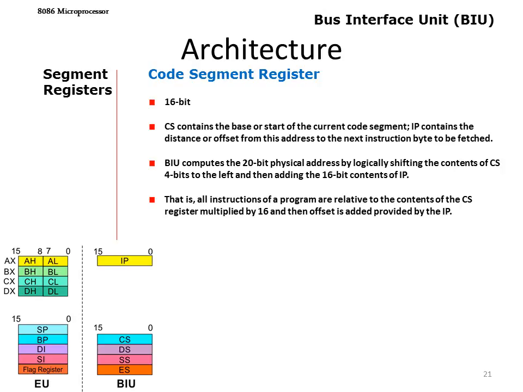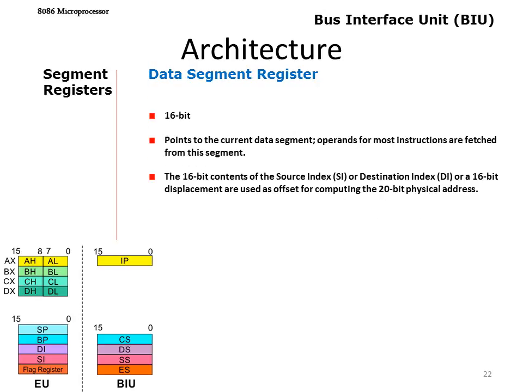Bus interface unit computes the 20-bit physical address by logically shifting the contents of the code segment register 4 bits left and then adding the 16-bit content of IP. Data segment register is a 16-bit register which points to the current data segment. Operands for most instructions are fetched from here. 16-bit contents of source index and destination index, or 16-bit displacements, are used as an offset for computing the 20-bit physical address.